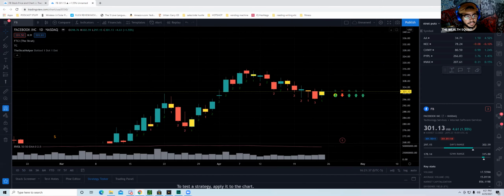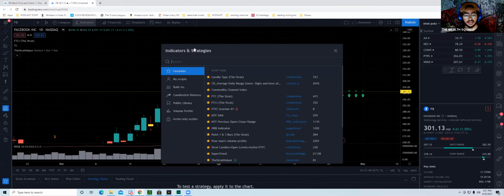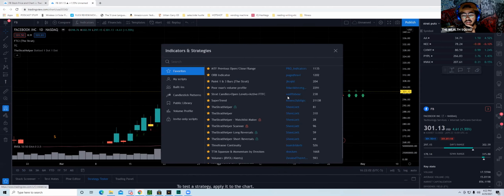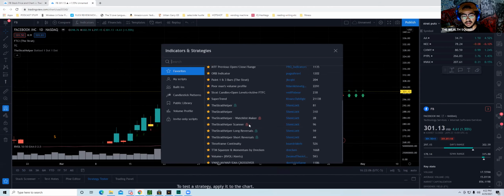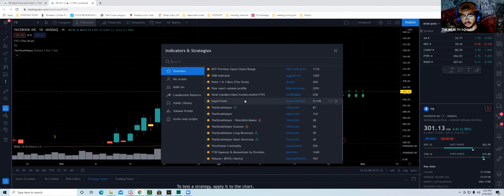All right, so the indicator for the strat to see the numbers and stuff like that, you can go with the Crinkle Bond version. You can just find its name. It's called Candle Type. Oh, it's called the strat. Yeah. Well, you can look under the strat. I don't know if it'll pull it up, but the actual name is Candle Type. If you want the Crinkle Bond version, I use the Silent Jet version. I use a paid version, but he does have a free version. It's called the Strat Helper.